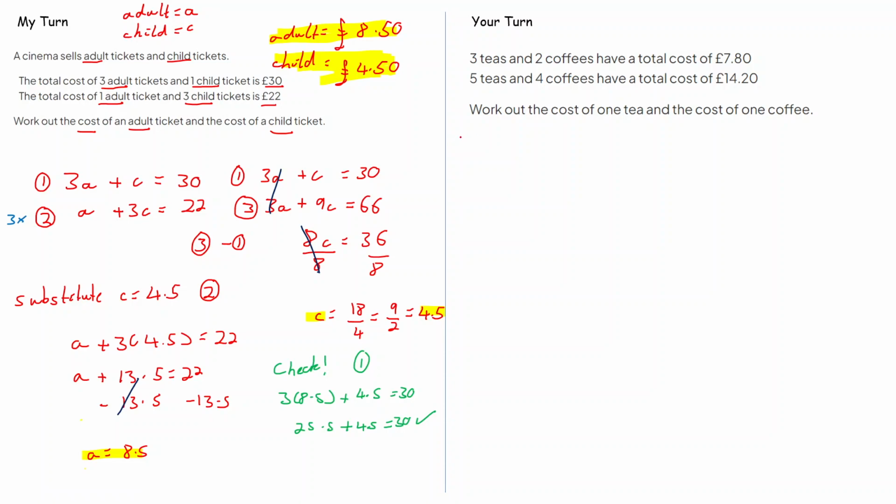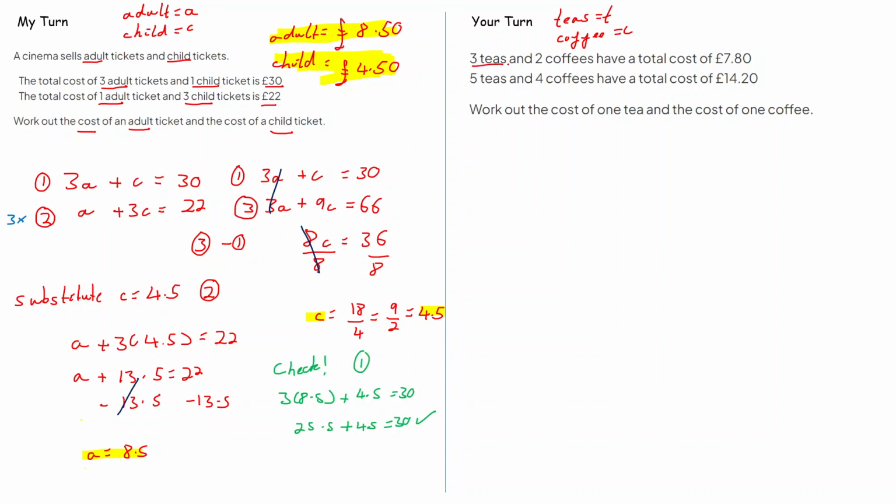It's just saying we've got 3 teas and 2 coffees equals £7.80, 5 teas and 4 coffees, £14.20. Just to make it clear, you can pause the video, give this one a go, and then you can fast forward to the end to see the answers. But let's write this as T equal to tea, bit of algebra, and coffee, let's write that with a C.